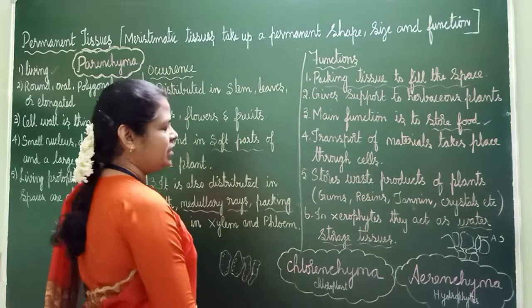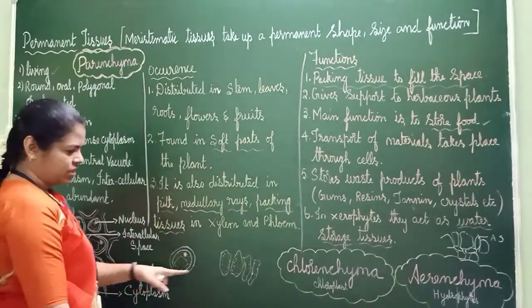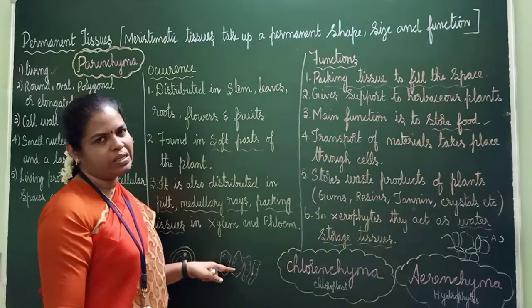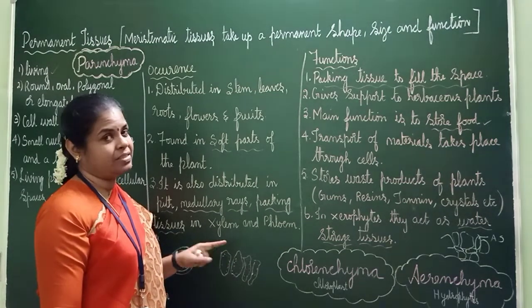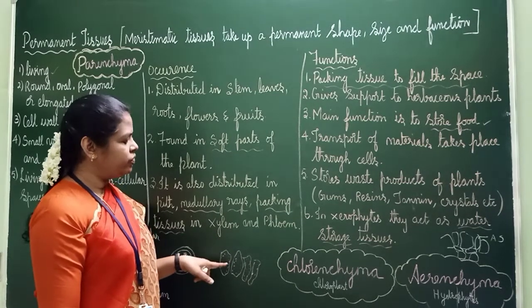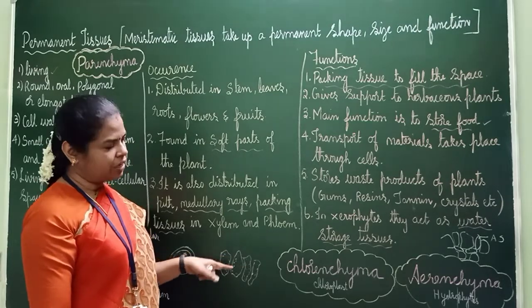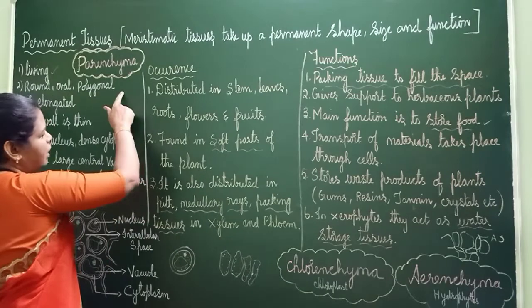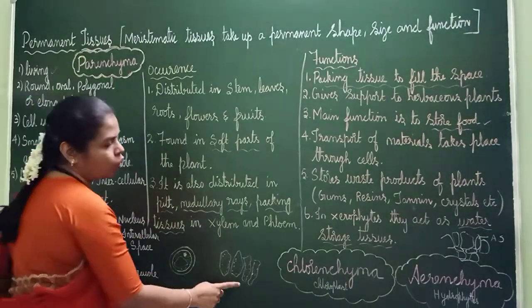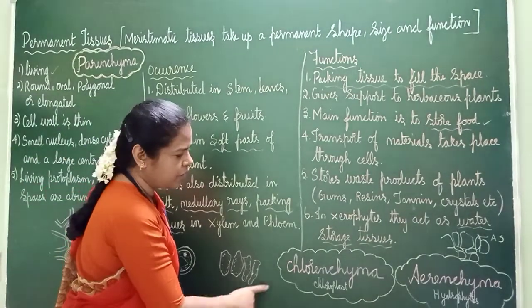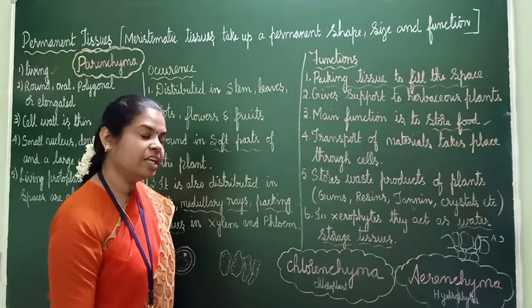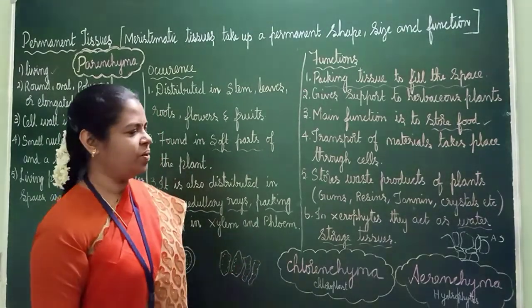When the same parenchyma cells have chloroplast in them, you have studied chloroplast in the cell chapter, no? If they have chloroplast in them, they are called chlorenchyma. Parenchyma, when they have chloroplast in them, are called chlorenchyma. In which color will it be? Any idea? Keep thinking.